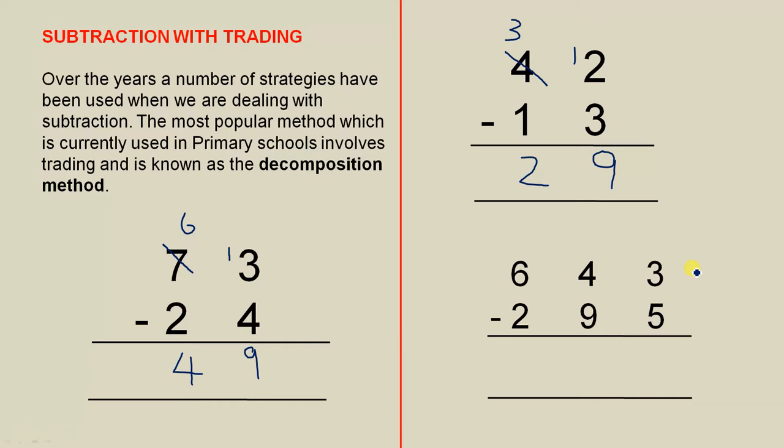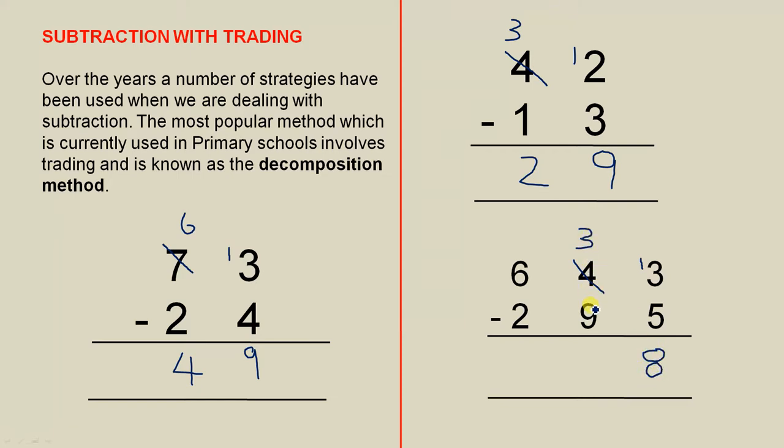643 minus 295. 3 take away 5 we cannot do, so we make that 3 tens, and there's one of the tens there. So that's 13 ones, so that's 1 ten and 3 ones, which is 13 ones. 13 take away 5 is 8.